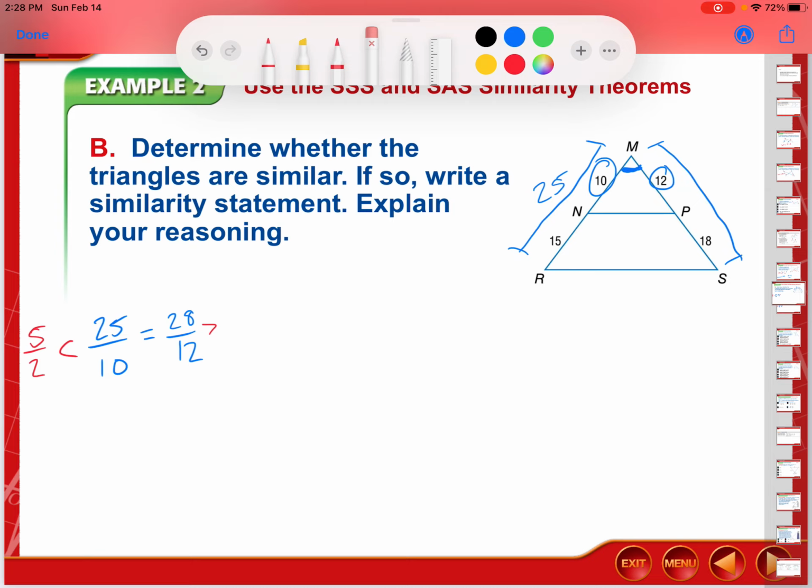So this side actually isn't 28, it's actually 30 because math is hard. So once I make that change, it should line up a little bit better. 30. Now when I reduce this, divide by 6, I'm left with my 5 over 2, which is lovely. So these are similar by side angle side.